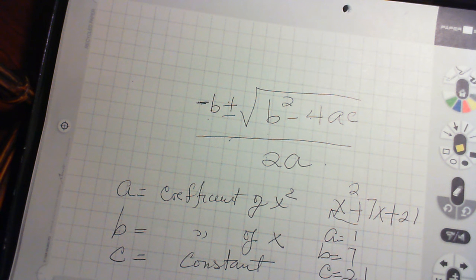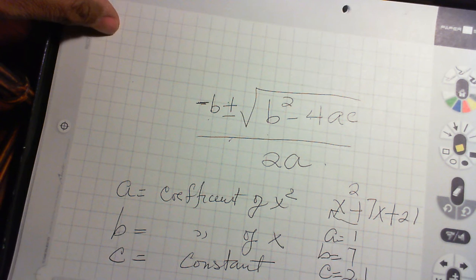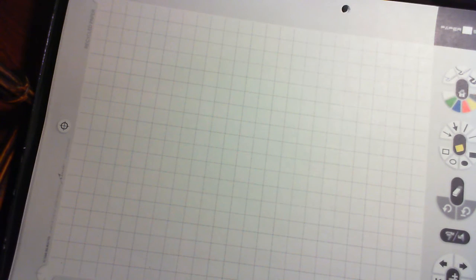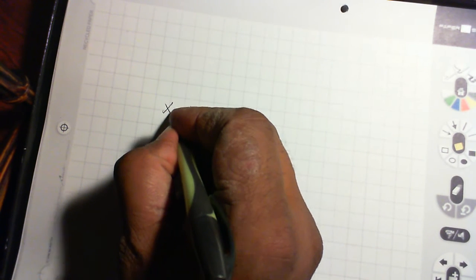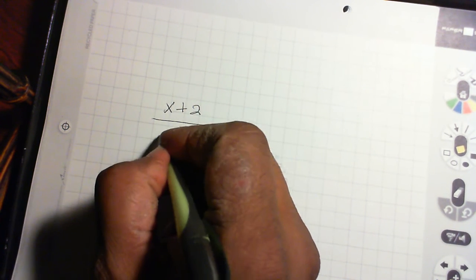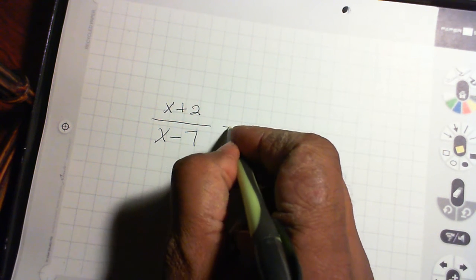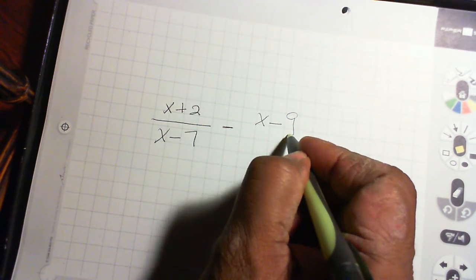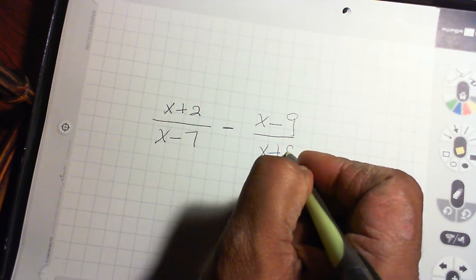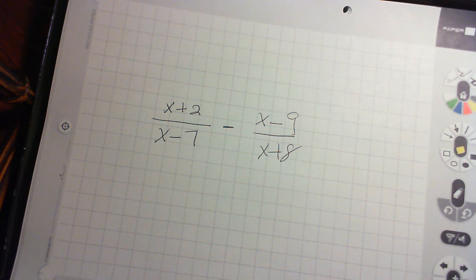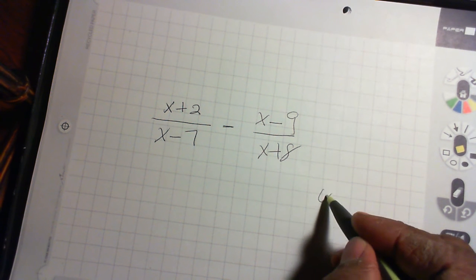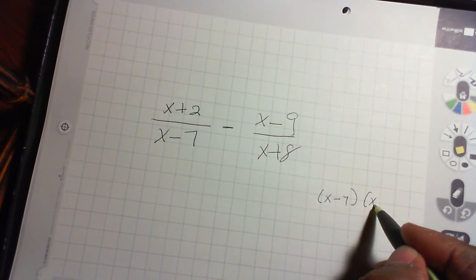Okay? Now, if you're given fractions, how do you simplify a rational expression? So let's say I'm looking at x plus 2 over x minus 7 minus x minus 9 over x plus 8. If I want to simplify this rational expression, how do I do that? Well, first of all, I need to find the least common denominator. In this case, the least common denominator is x minus 7 times x plus 8.